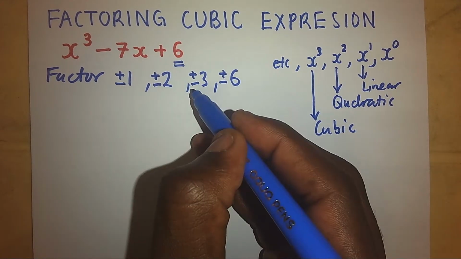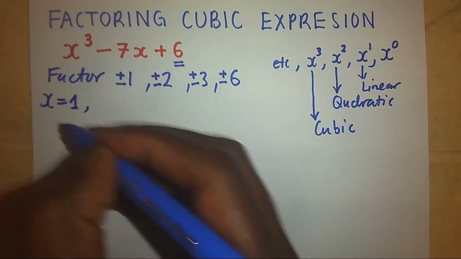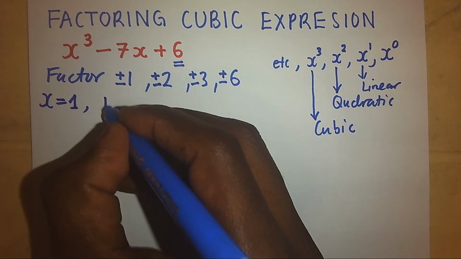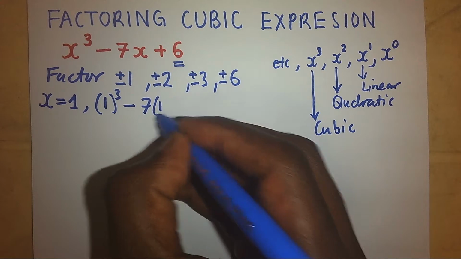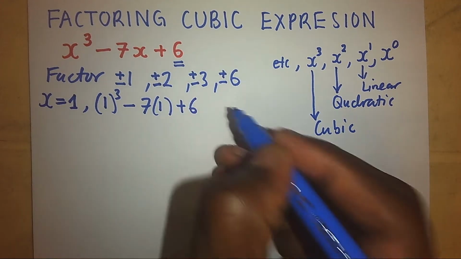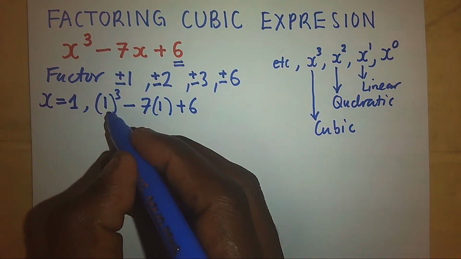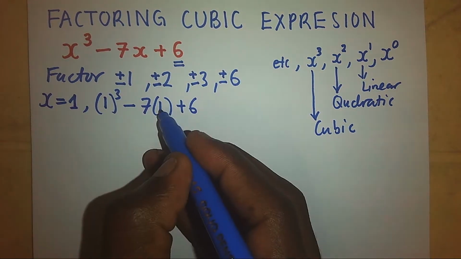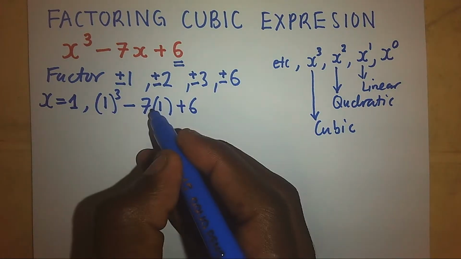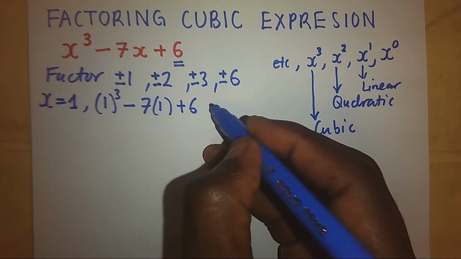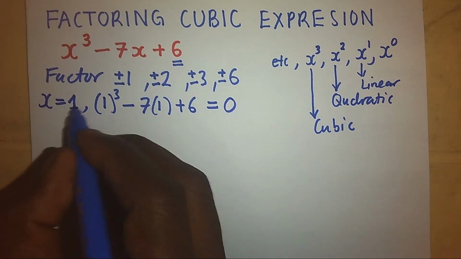Now, let's start by testing when our x is 1. So I will substitute 1 to our expression. Then I will work it out. 1 power 3 is 1. Negative 7 times 1 is negative 7. So 1 minus 7, I get minus 6. And minus 6 plus 6, I get 0. So automatically, x factor 1 gives me 0.